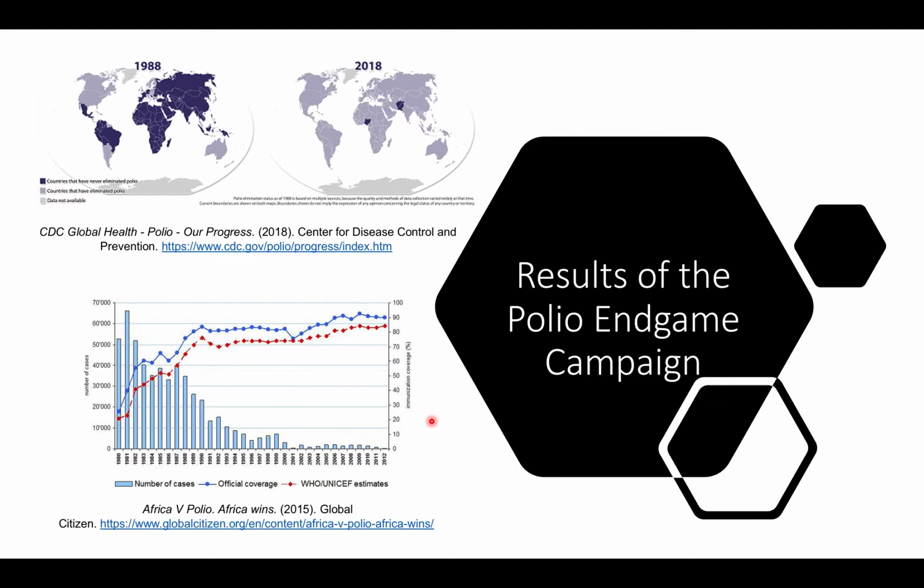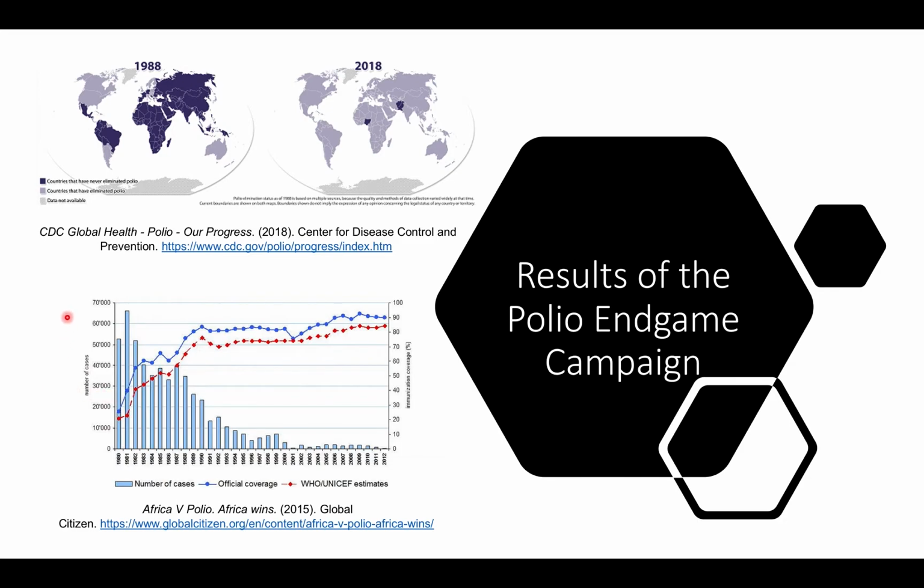On the bottom is a graph demonstrating the number of polio cases in Africa in response to higher vaccine coverage over a 30-year period. That's on the bottom. So you can see the number of cases goes up to 70,000 and vaccine coverage up to 100%. You can see that with 90% of vaccine coverage, cases have been down to almost zero.